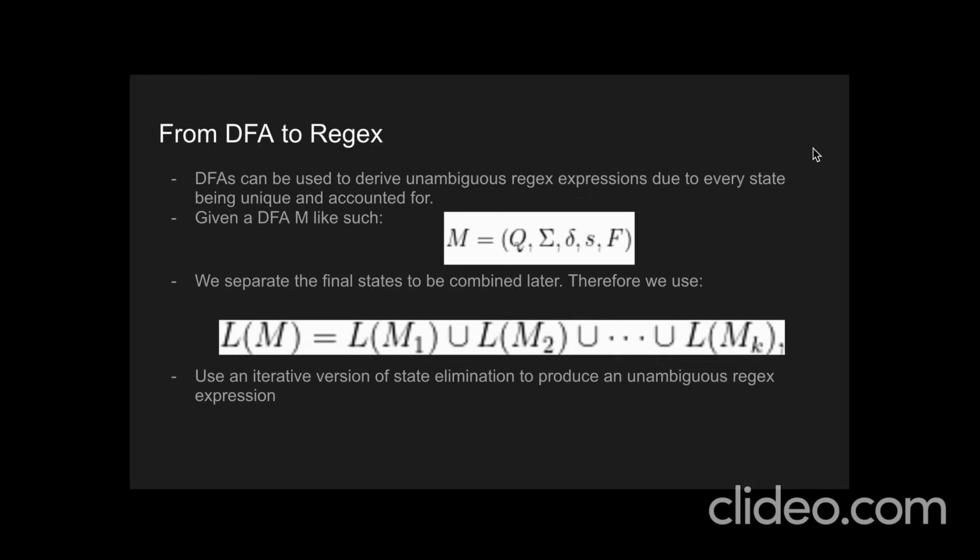For each of those individual M1 to Mk, let's number the associated states from 1 to n. This just makes it simpler so that once we reach the Regex expression for each individual Mi, we can just combine them by using the union operation.